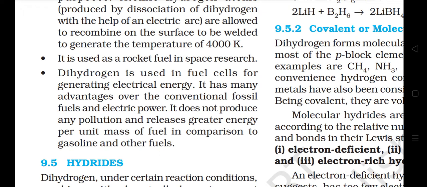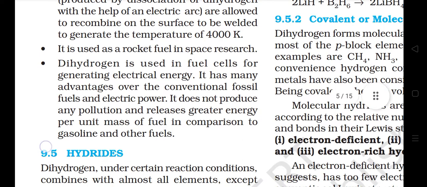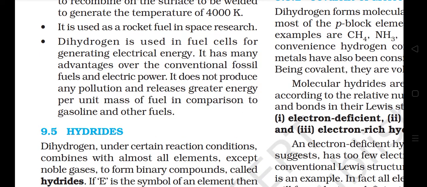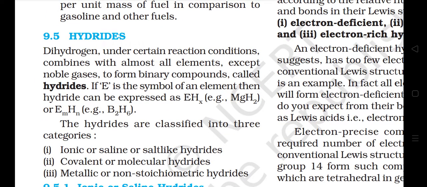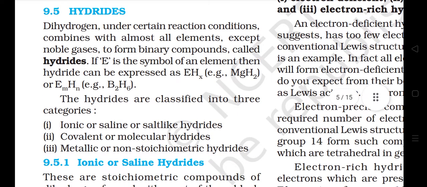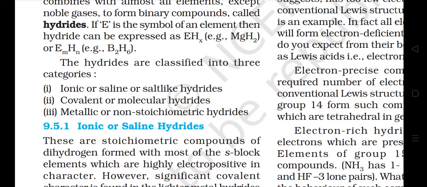It has many advantages over the conventional fossil fuels and electric power. It does not produce any pollution and releases greater energy per unit mass of fuel in comparison to gasoline and other fuels. 9.5 Hydrides. Dihydrogen under certain reaction conditions combines with almost all elements except noble gases to form binary compounds called hydrides. If E is the symbol of an element, then hydride can be expressed as EHx, example MgH2, or EmHn, example B2H6. The hydrides are classified into three categories.